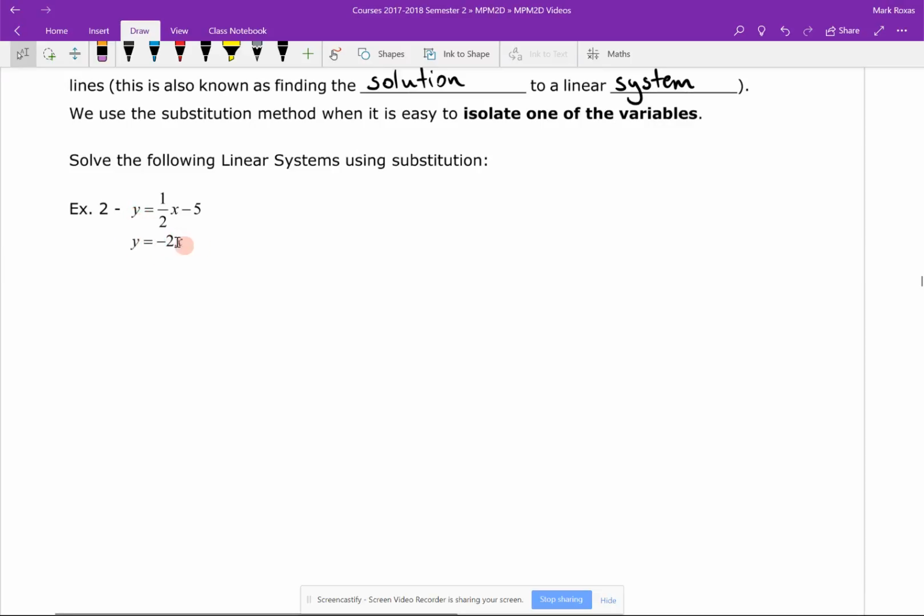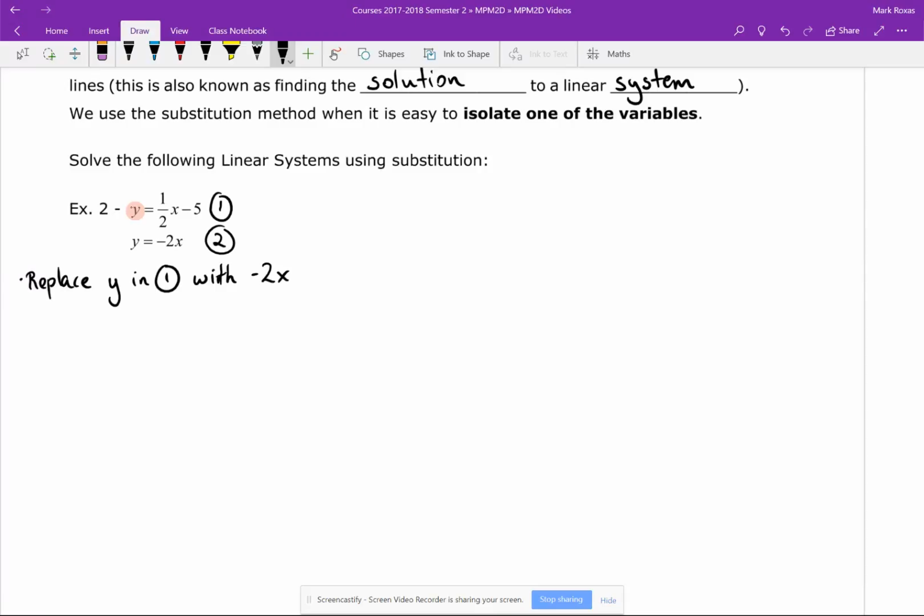I can just make the substitution. I can replace the y in this first equation. So let's call this one here equation 1, and this one here equation 2. The y in the first equation, I can substitute with the y in the second equation. And the y in the second equation is negative 2x. So I can take the negative 2x and put it in here for y. So let's write that down. We are going to replace y in equation number 1 with the y in equation number 2, which is negative 2x.